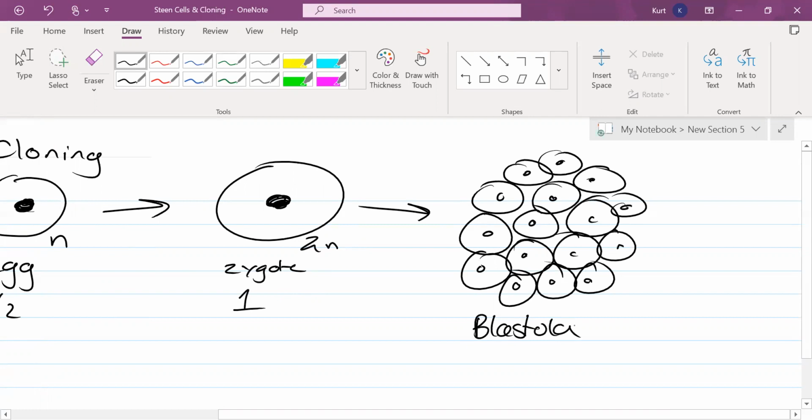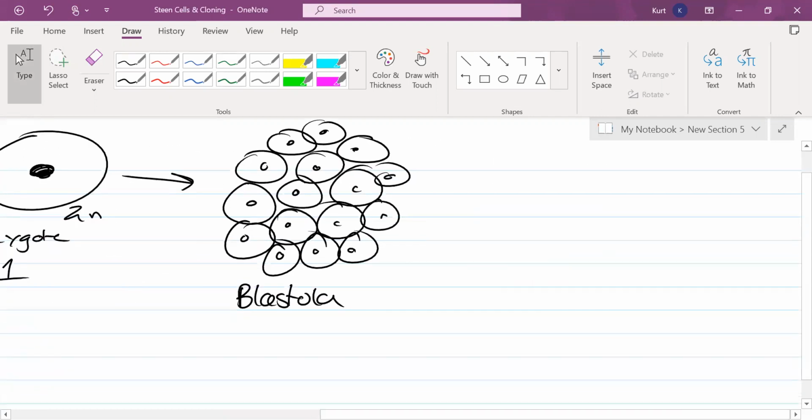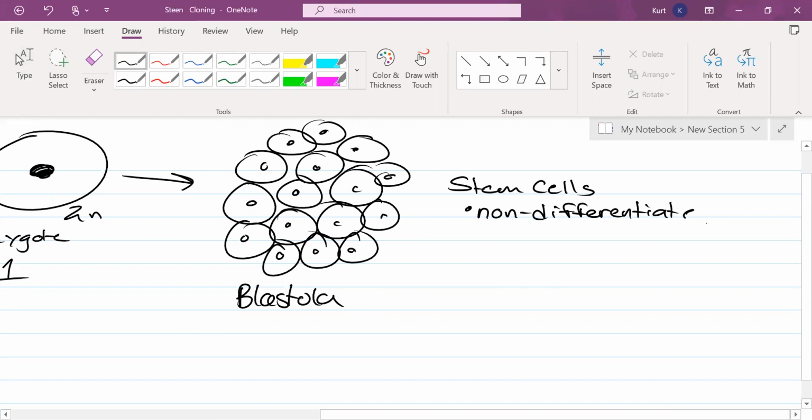Now, this is where you're going to get some new information. This blastula is made of non-differentiated cells called stem cells. Stem cells are non-differentiated, which every year, a lot of students don't know what this means. So I want to try to do a better job of explaining what it is. Stem cells are not different.